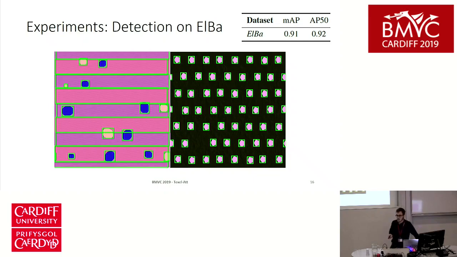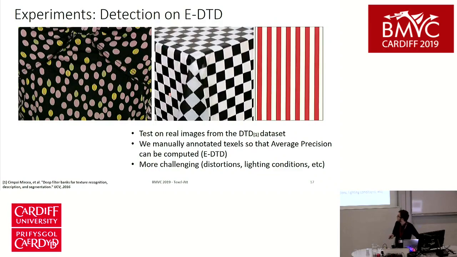Of course, this is synthetic data, so we test it also on real data. We take the DTD dataset, which is a dataset of 47 texture classes, such as banded, dotted, and checkered, but also marbled and other classes which are not element-based. So we choose a subset of 12 classes which are element-based, and we hire annotators to manually annotate the texels in the images with bounding boxes, so that we can measure object detection performances. This dataset is much more challenging because we trained on synthetic data, and this is real data with surface distortions, lighting conditions, and image quality conditions.